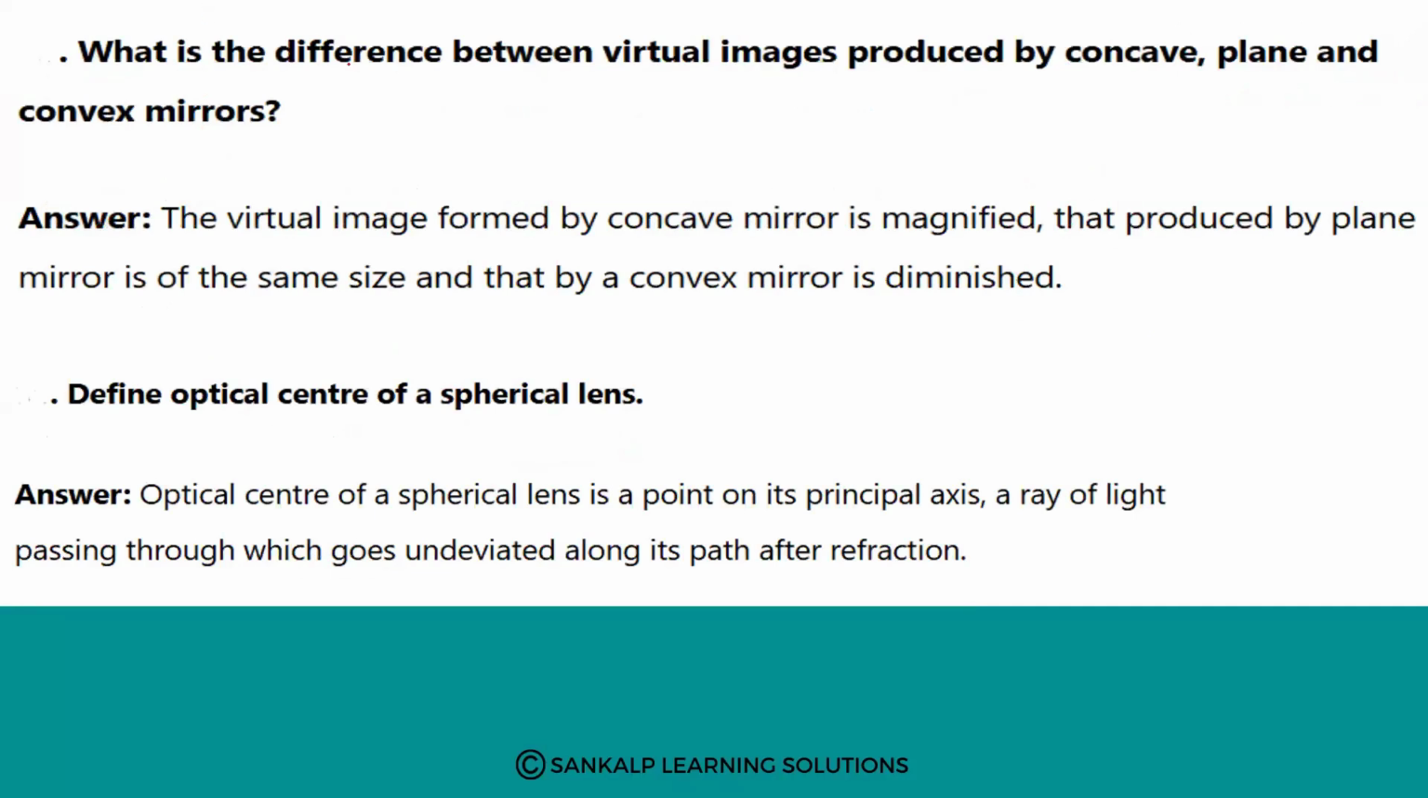Next. What is the difference between virtual images produced by concave, plane and convex mirror? So the answer is the virtual image formed by a concave mirror is magnified, that produced by a plane mirror is of the same size, and that by a convex mirror is diminished. So this is very, very important.